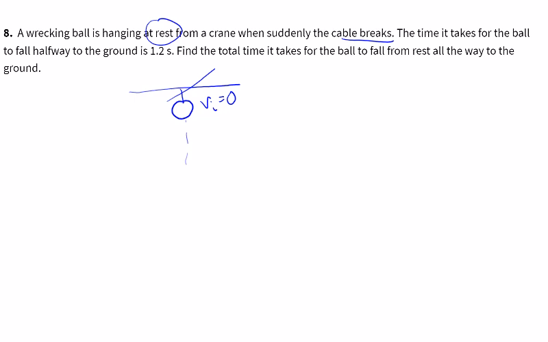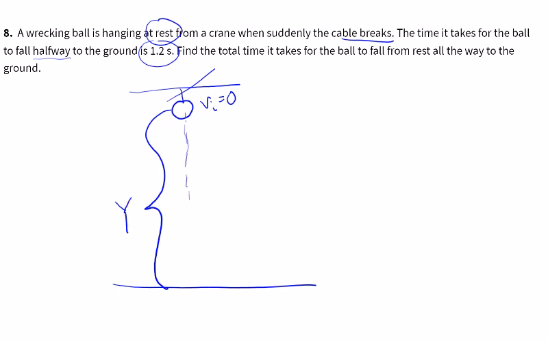And it says the time it takes for the ball to fall halfway to the ground is 1.2 seconds. So we don't know exactly what this entire displacement is. I'm going to call it big Y. But we know that when it falls halfway, I'm going to call this little y. We don't know that, and we don't know what this one is. But we do know the time it takes to do that, so it's 1.2 seconds.